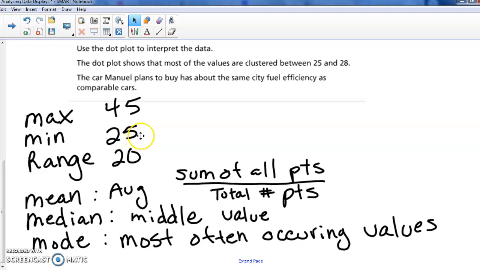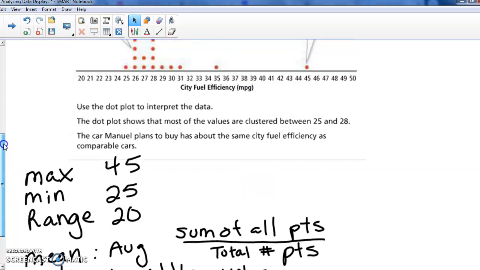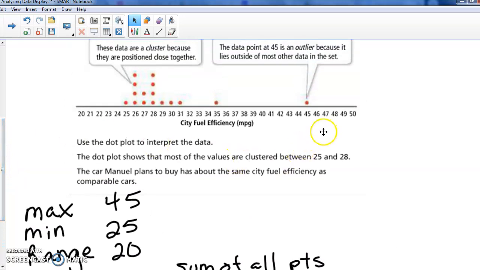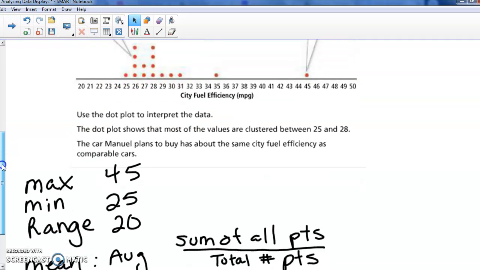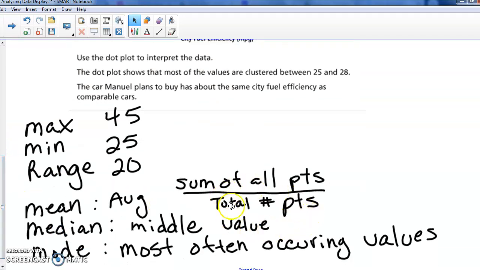Then we have the mean. If we wanted to, we could find the mean of the data, and what we do is add all the data points and divide by how many data points there really are. So if we look here, that'd be 1, 2, 3, 4, 5, 6, 7, 8, 9, 10, 11, 12, 13, 14, 15, 16. So once you added all those values, you'd have to make sure that you are dividing by 16 for this particular situation.